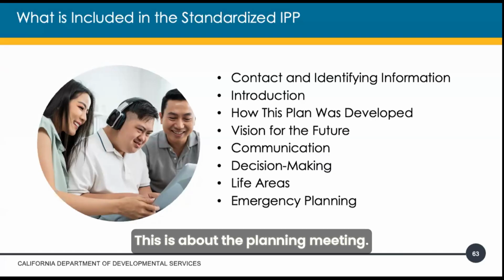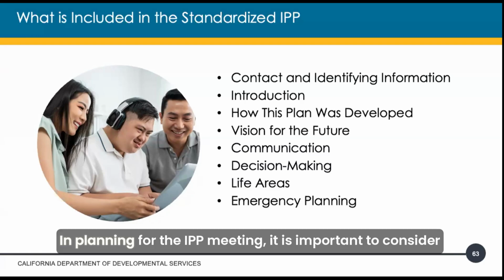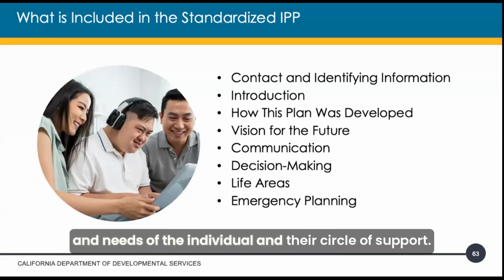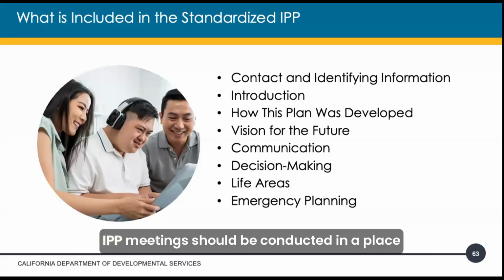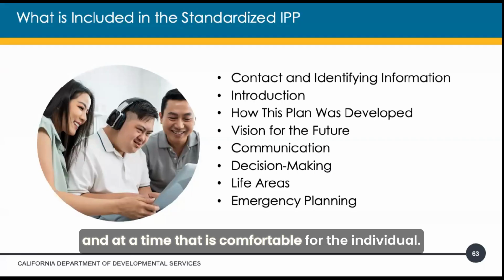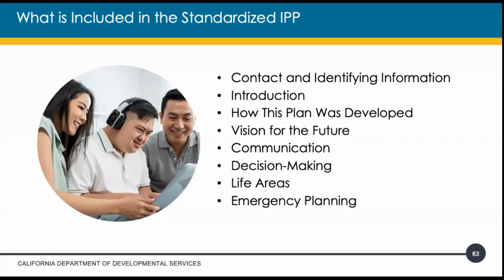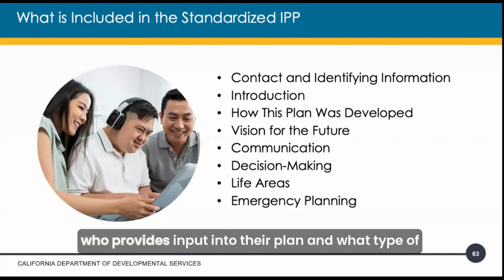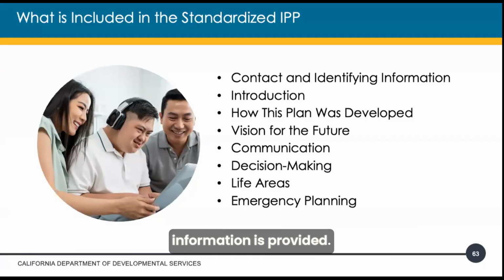This is about the planning meeting. Where did the meeting take place? Who was at the meeting? How did everyone participate? In planning for the IPP meeting, it is important to consider the preferences and needs of the individual and their circle of support. IPP meetings should be conducted in a place and at a time that is comfortable for the individual. The IPP meeting should be an opportunity for the individual to decide who provides input into their plan and what type of information is provided.